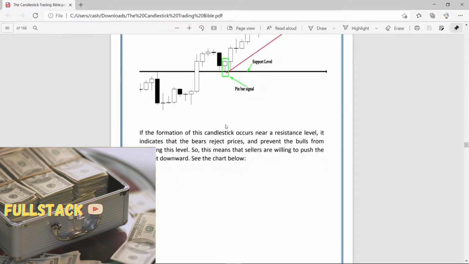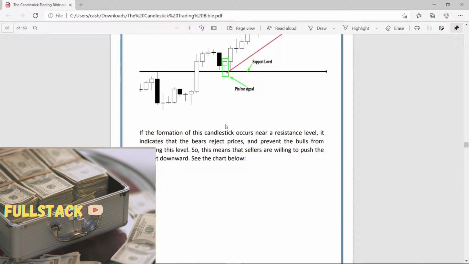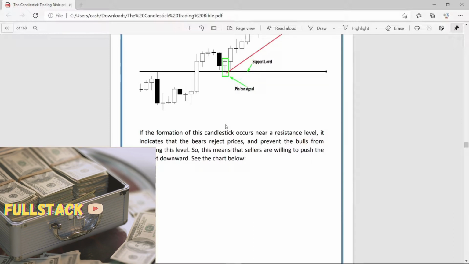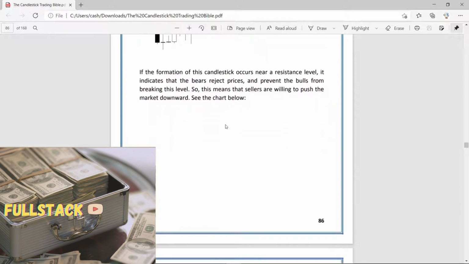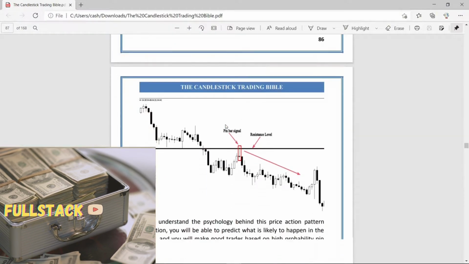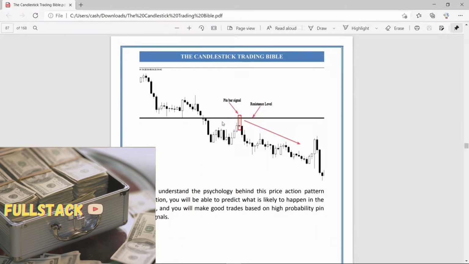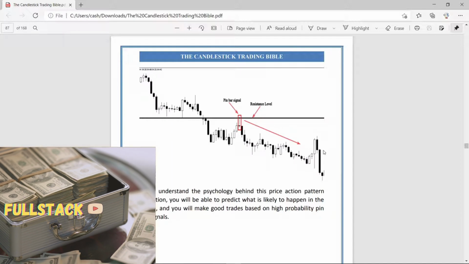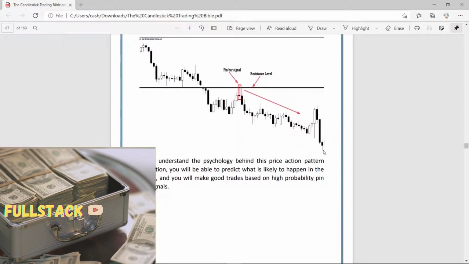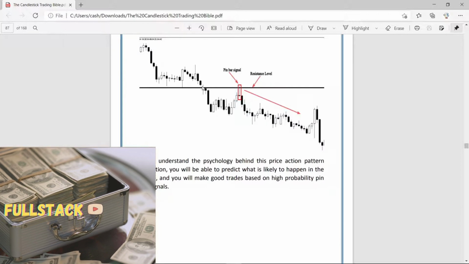So if the formation of this candlestick occurs near a resistance level, it indicates that the bears reject prices and prevent the bulls from breaking this level. This means that the sellers are willing to push the market down. You see the chart below. This is another example, basically the reverse of what we just saw. Price closed below the support, and it came back to retest it, forming a pin bar signal, and eventually it continued downwards. So that support became a resistance. This was previously support, it became resistance at this point.